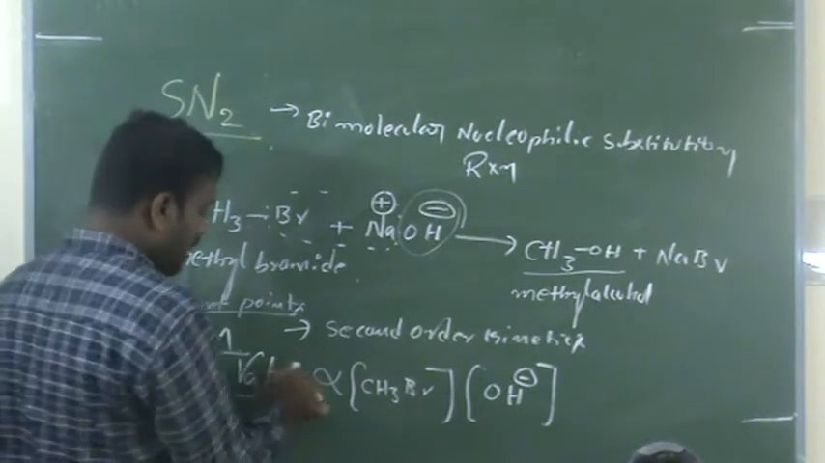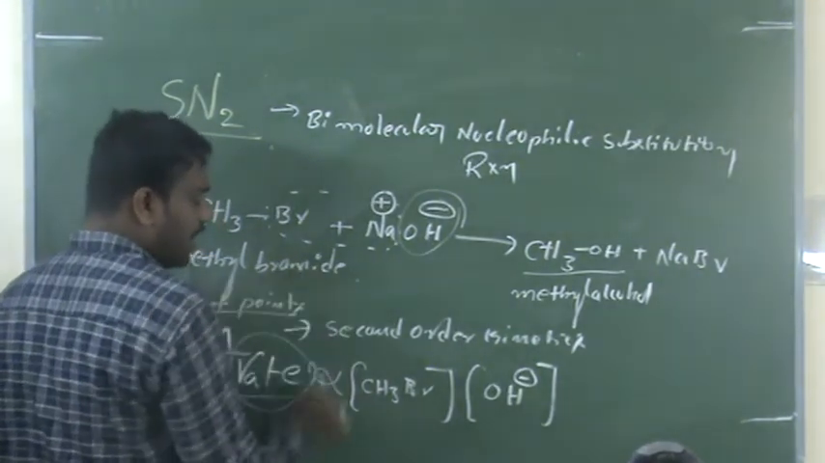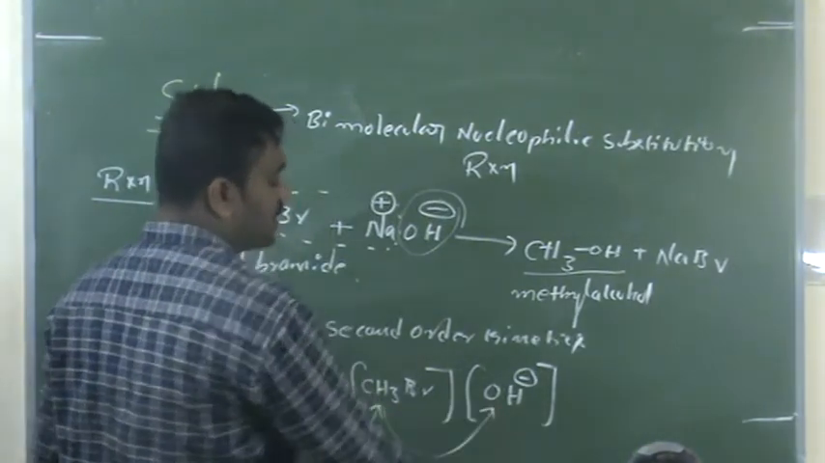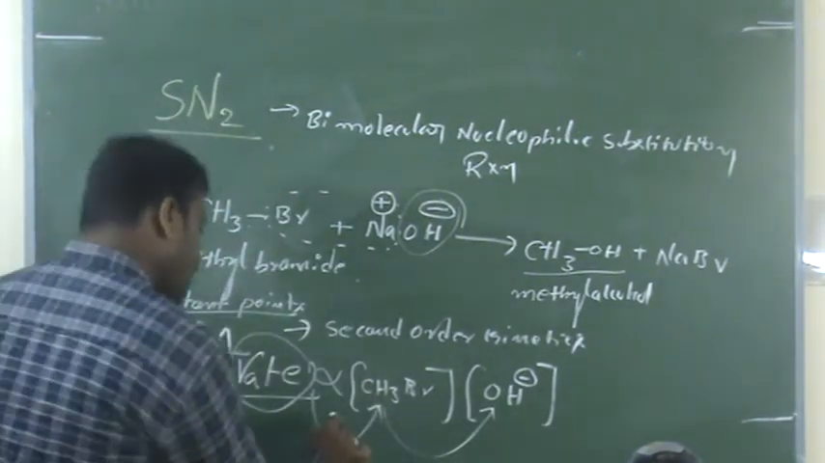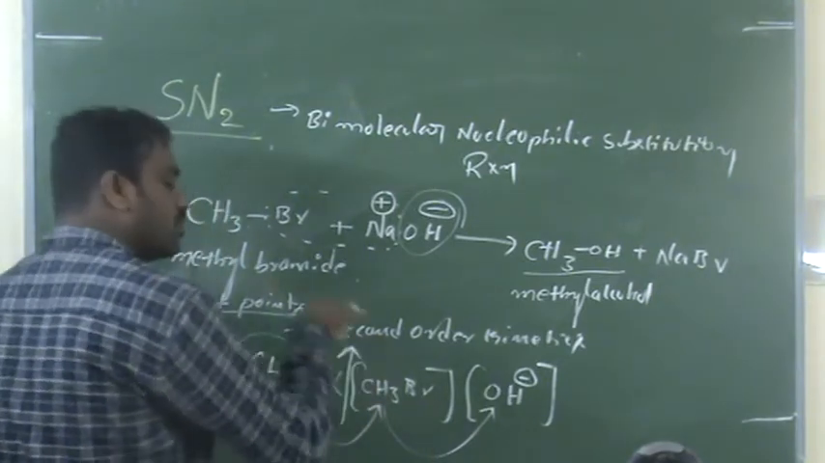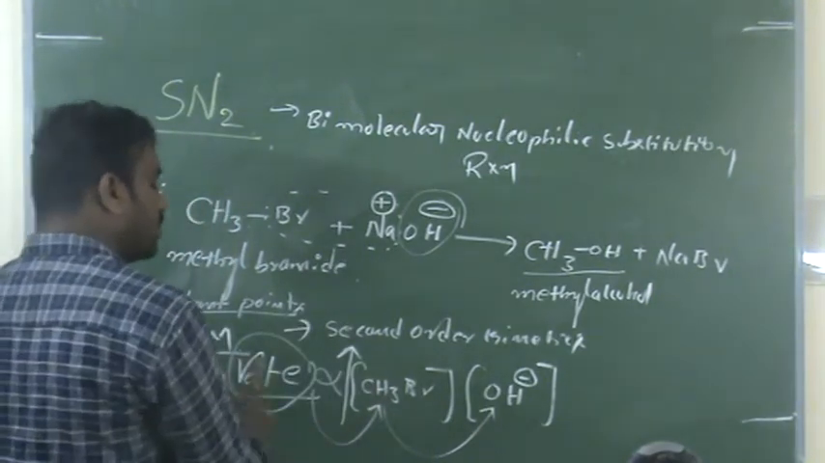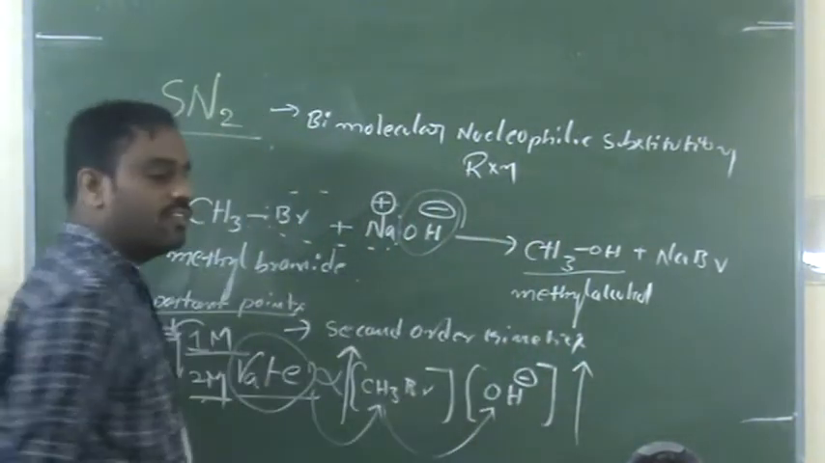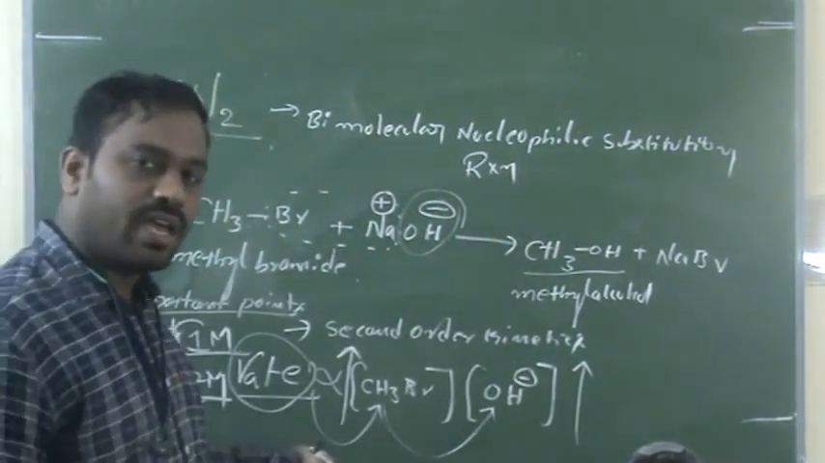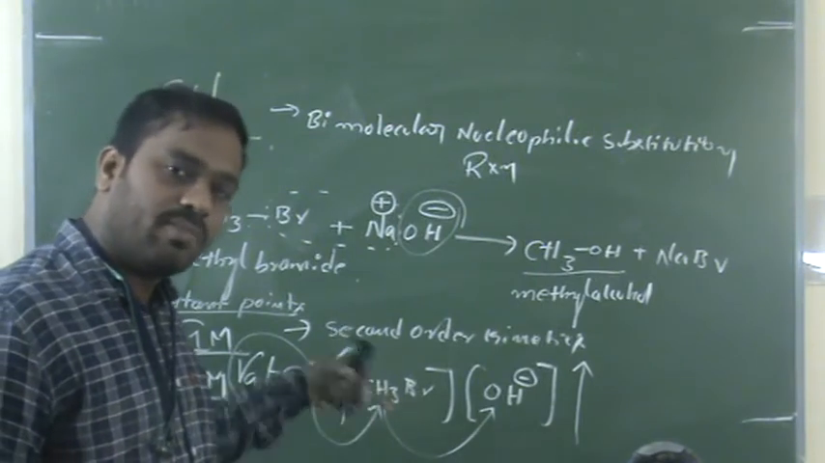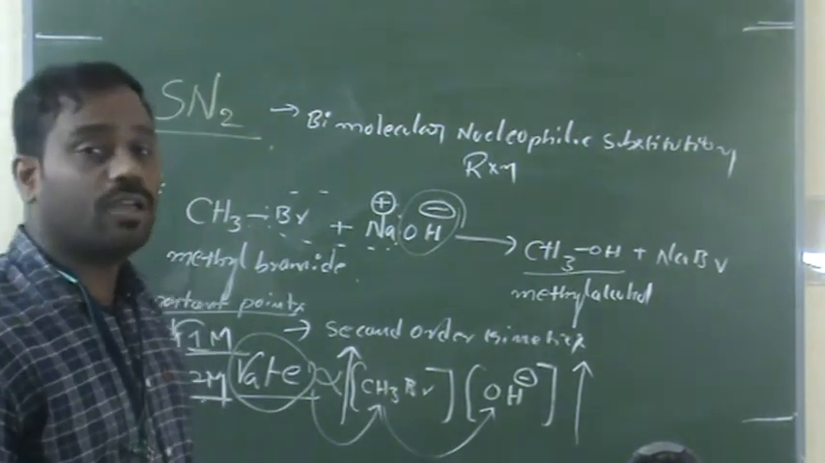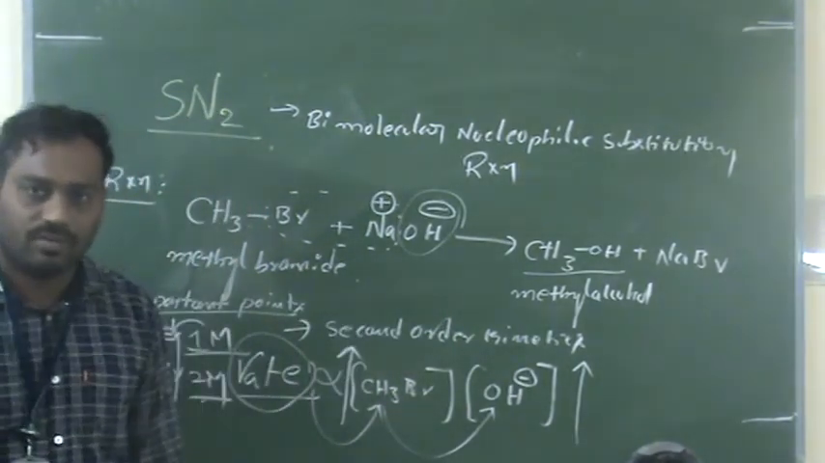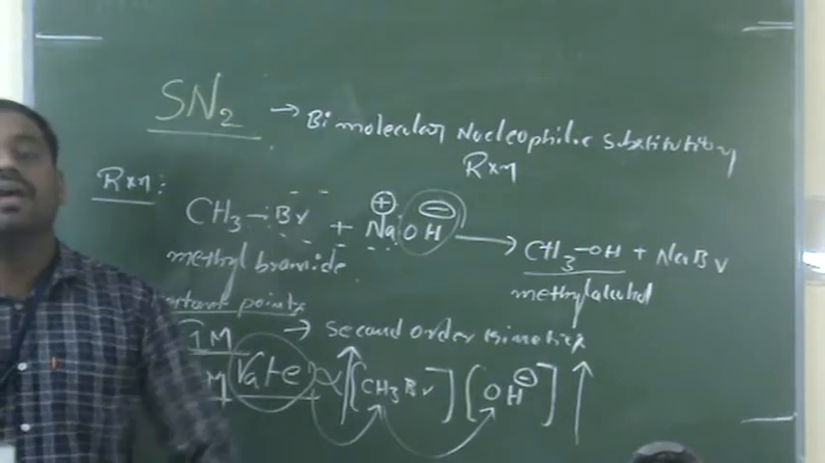Why? Because the rate of this chemical reaction depends upon the concentration of methyl bromide and also the concentration of OH minus. If we increase the concentration of methyl bromide 2 times, the rate of the reaction also increases by 2 times. If we increase the concentration of OH minus 2 times, then the rate of the reaction increases by 2 times. Are you following? Initially some particular concentration is there, and the rate is this much. Keep that in mind.